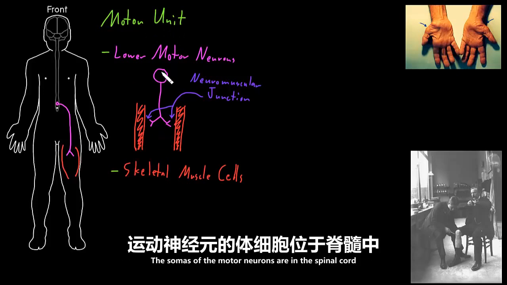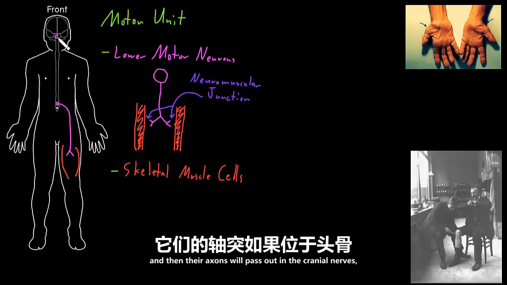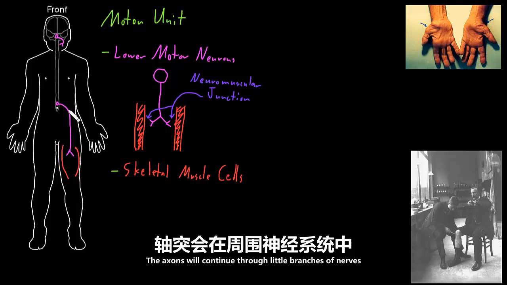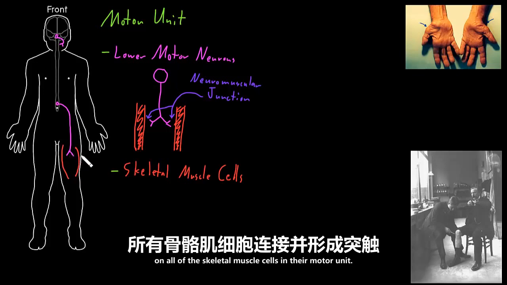Now the somas of the lower motor neurons are in the spinal cord, like I've drawn here, or they're up in the brainstem. And then their axons will pass out in the cranial nerves if they pass out through the skull, or the spinal nerves if they pass out through the spine. And then the axons will continue through little branches of nerves in the peripheral nervous system until they reach and synapse on all of the skeletal muscle cells in their motor unit.